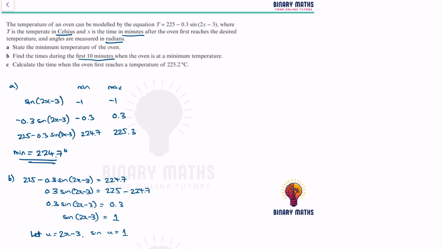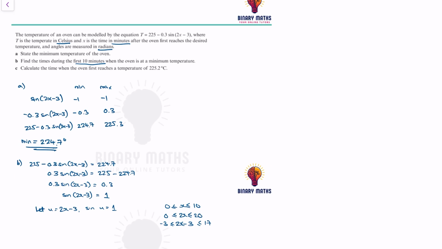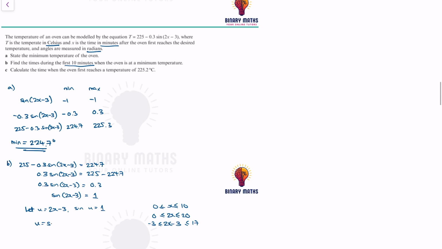So we have x is between 0 and 10 because the first 10 minutes. So that means 2x will be between 0 and 20, and 2x minus 3 will be between 17 and minus 3. So u is equal to inverse sine of 1. The first time that it is 1 is pi over 2.